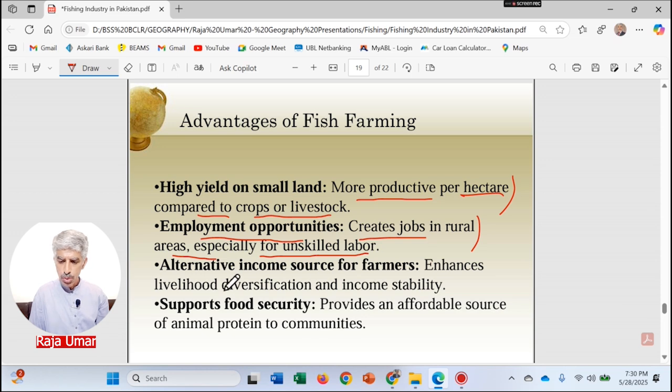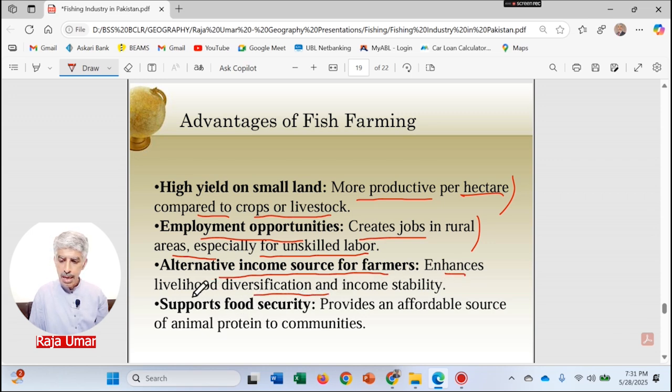So, alternative income source for farmers. As I was talking about integrated fish farming, the farmers who are growing crops in their fields have also made a couple of fish ponds in their fields as well, and they are getting two incomes, one from agricultural production and the other from aquaculture. So they are adding to their income by growing fish as well. So it is an alternative source of income for them.